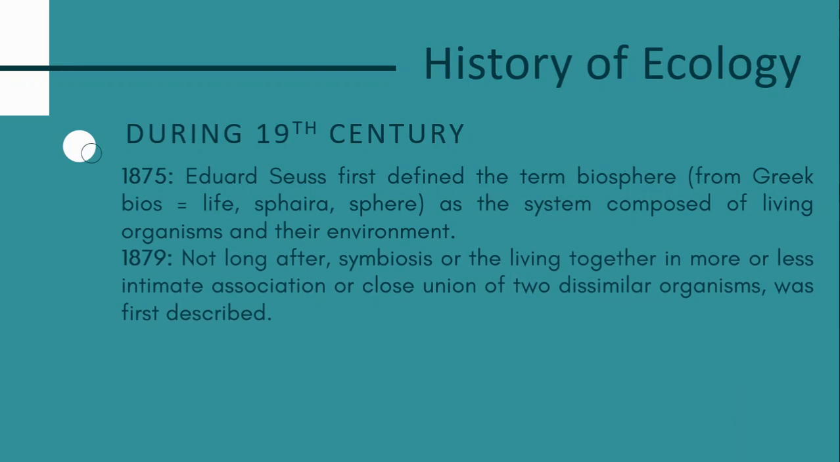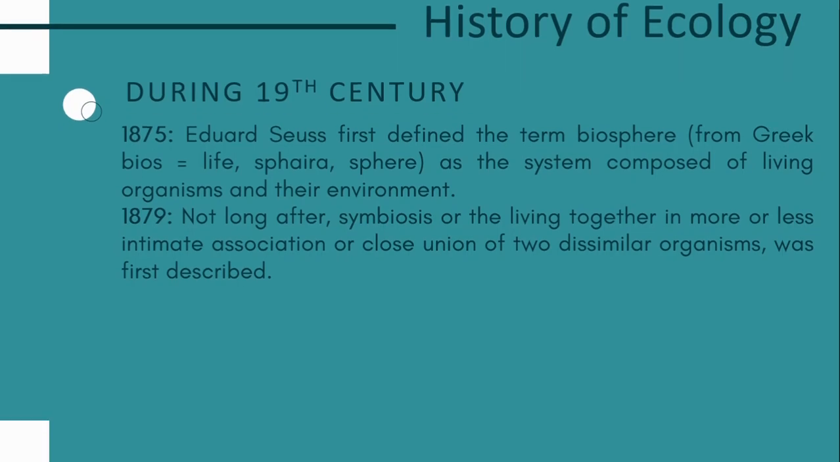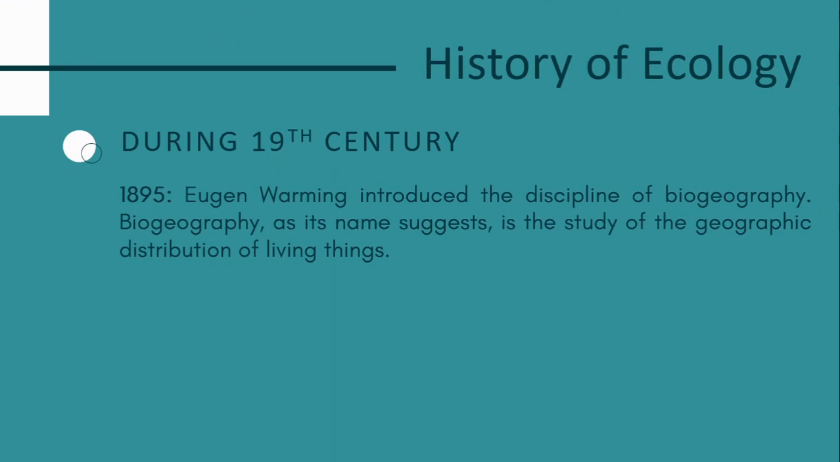In 1879, not long after, symbiosis, the living together in more or less intimate association or close union of two dissimilar organisms, was first described. During 1895, Eugene Warming introduced the discipline of biogeography. Biogeography, as its name suggests, is the study of the geographic distribution of living things.